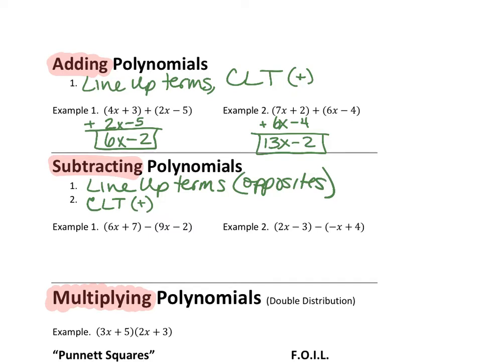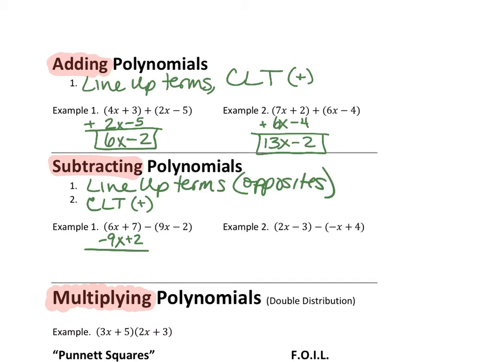We're changing the sign of the second piece, because we're subtracting the second one. Whichever one we're subtracting, that's what we're going to change the sign of. So I'm going to be changing the sign of 9x and negative 2 when I write them down. So underneath the 6x, what am I actually going to be writing? Negative 9x, because it's the opposite, because we're subtracting it. What am I going to write down underneath the 7? Positive 2, because it's the opposite of what's there.